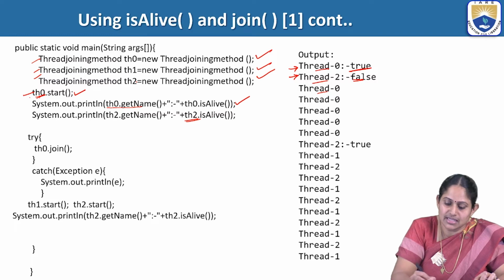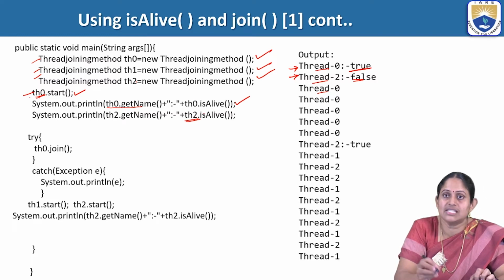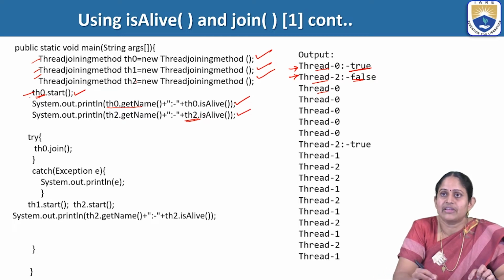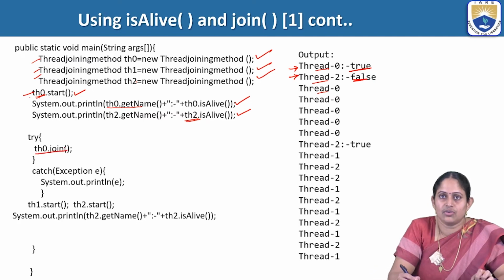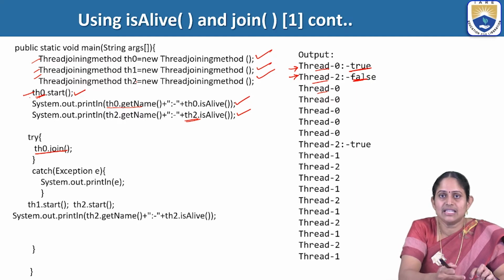Now in the other case, we created the thread, but we didn't call the start method on TH2, and so when we check isAlive, we will get false for that TH2. Now we are calling join on TH0. So what happens? All the other threads will have to wait until this thread completes.